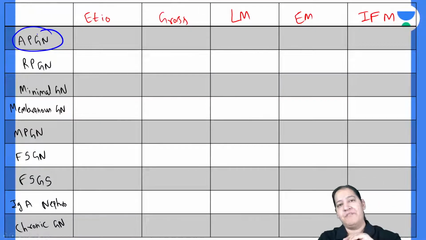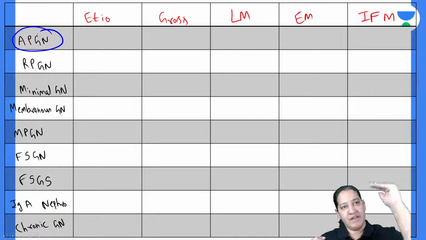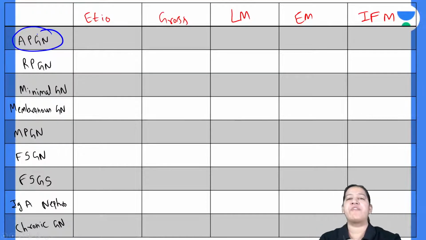Everyone give me a thumbs up if you got my point. Everyone give me a thumbs up. APGN. What do you mean by APGN? Acute. Now let me fill this table for you. Please everyone fill this table with me so that we will have a comparison between all type of glomerulonephritis.